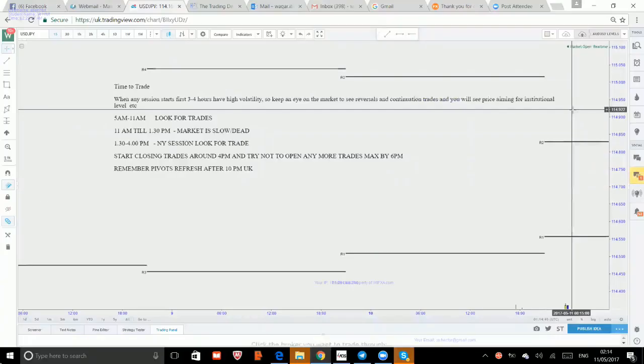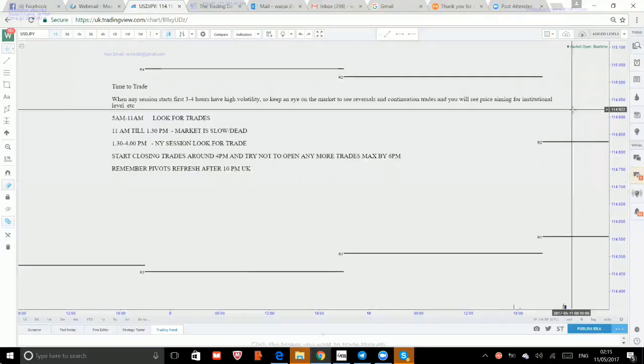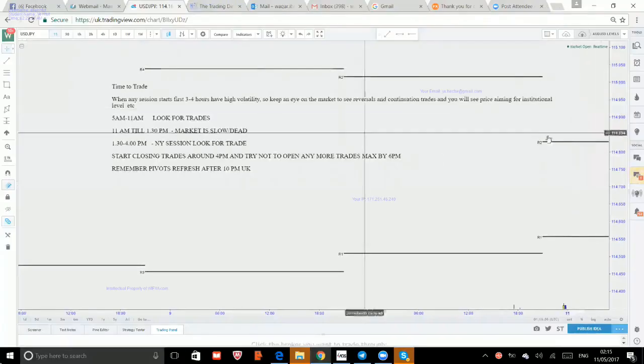Okay, guys, remember the pivots refresh every day when the candle closes, and the candle in the United Kingdom closes at 10 p.m. You understand this, guys? Yes. Pivot refreshes, the levels refresh again. Everybody knows this, right? Good. I need acknowledgement here. Everybody say yes.